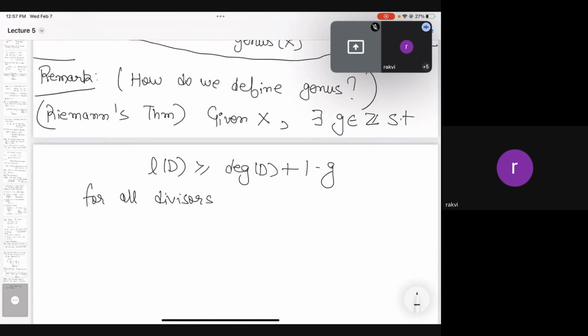Right. So Riemann's theorem is essentially that if you start with a curve, then there always exists an integer such that this inequality holds. L of D, the dimension of that vector space, is bigger than or equal to degree D plus 1 minus g for all divisors D on X. Now this just depends on X, because this is for all the divisors. So this doesn't depend on any divisor.